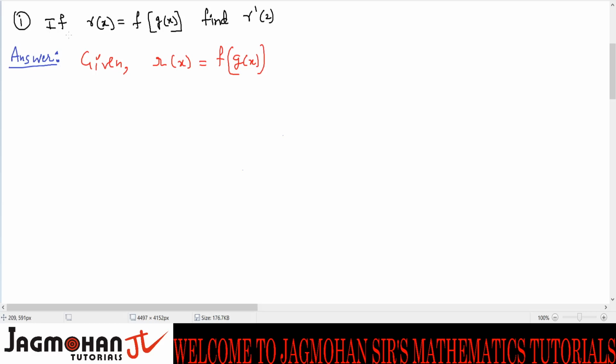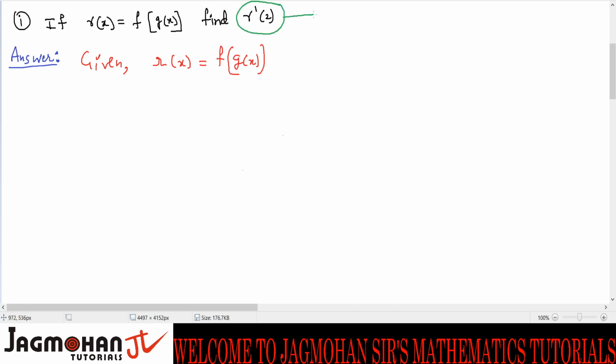We were solving this question. R of x is f of g of x, find r dash 2. I have explained everything with regard to what is f of x, g of x, f of g of x. Everything is clear. In case you have any doubt regarding this, you can go to the previous lecture, which is lecture 8a. This one is lecture 8b. So r of x is f of g of x. This is what we are given, and we have to find the value of r dash 2.